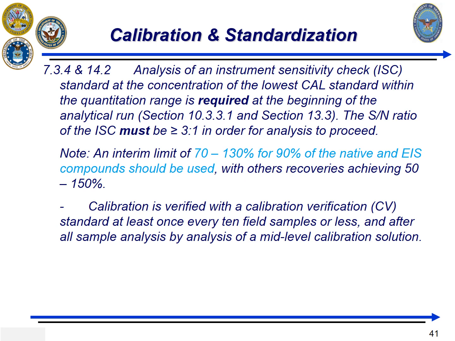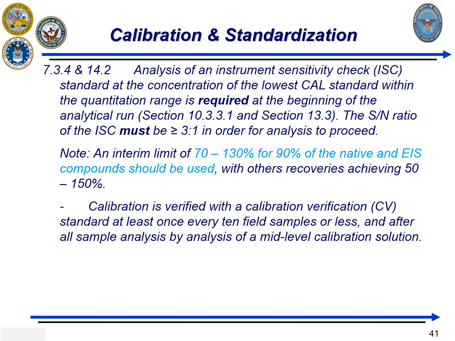Sections 7.3.4 and 14.2 require the analysis of an Instrument Sensitivity Check Standard, or ISC standard. This standard must be at the concentration of the lowest calibration standard within the quantification range and is required to be analyzed at the beginning of the analytical run. The signal-to-noise ratio of the ISC standard must be greater than or equal to 3:1 in order for the analysis to proceed. The method also provides interim acceptance limits for native analyte and EIS compound recoveries.